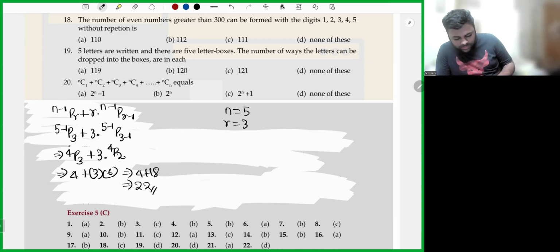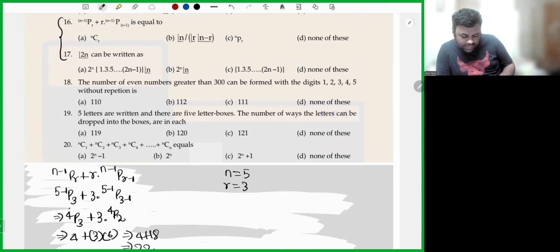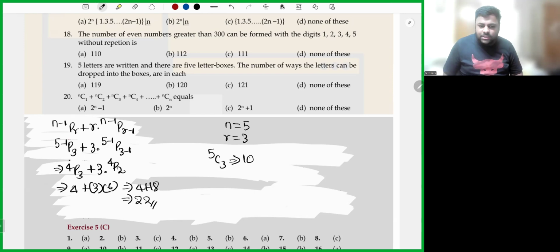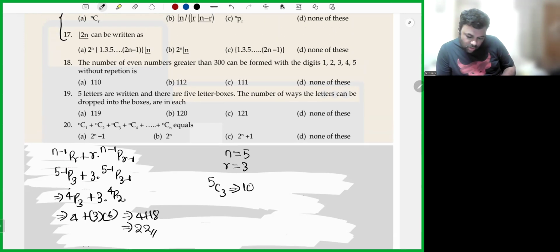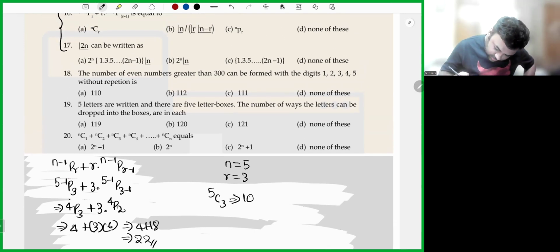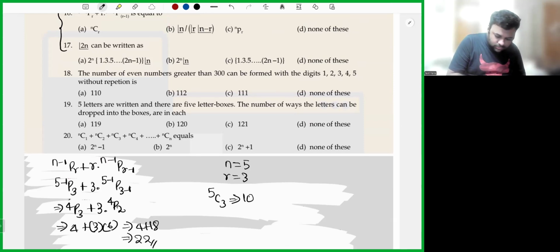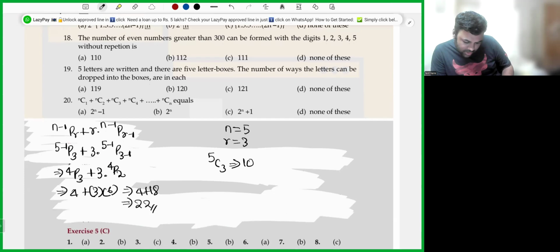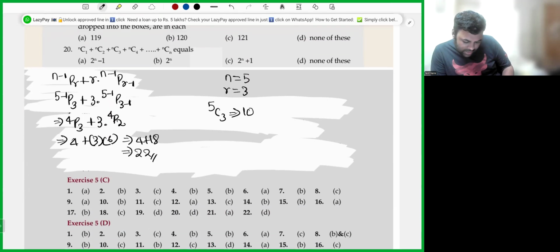Let's stick with the first option. What is the first option? The first option is NCR. 5C3. What is 5C3? 5 into 4 into 3 divided by 6, which is 10. Is it matching? No, option A is not matching. Let's see, we might have made a mistake in the calculation.